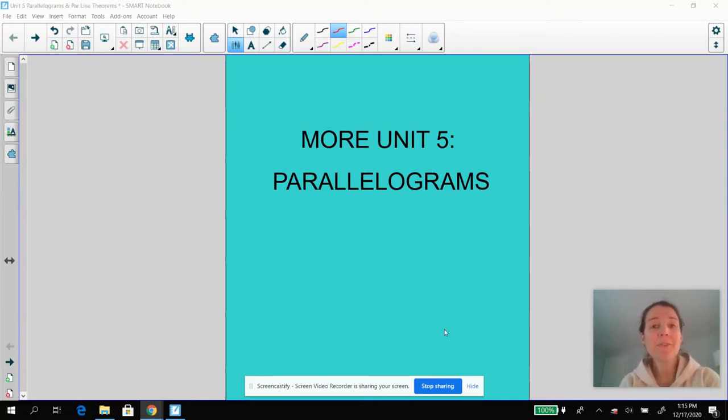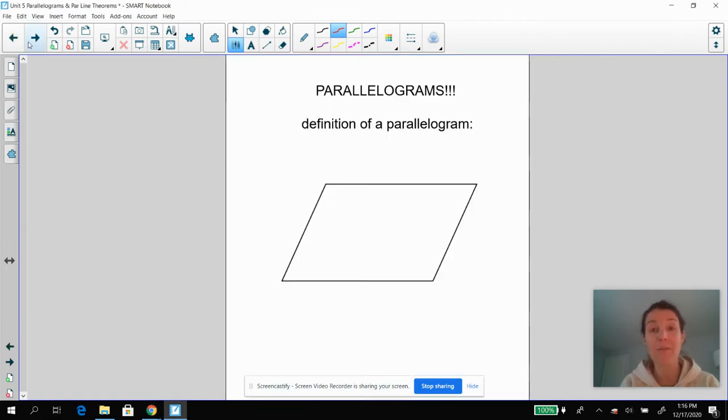Hey everybody, Mrs. Bixler here, and we are cruising through Unit 5, and now we're going to be talking about parallelograms. And as I mentioned before, parallelograms are shapes where parallel lines come into play, which is so exciting. So let's jump right in and just talk about initially the definition of a parallelogram.